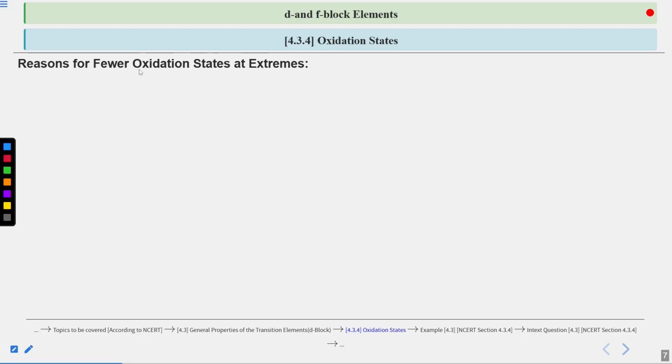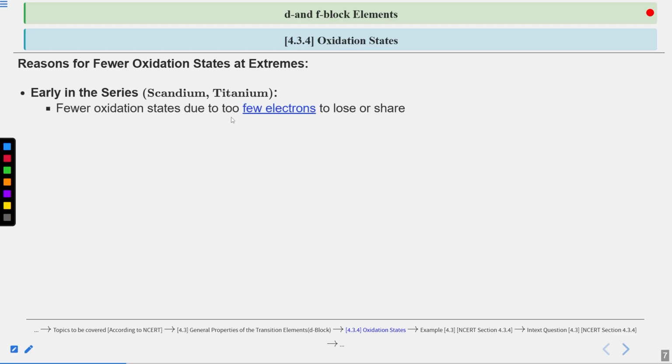What is the reason behind that? Early in the series, scandium and titanium have fewer oxidation states due to too few electrons to lose or share. So scandium shows only one oxidation state and titanium shows three, because they have very few electrons to lose or to share with another element. Scandium +2 is virtually unknown, that means it is rare.